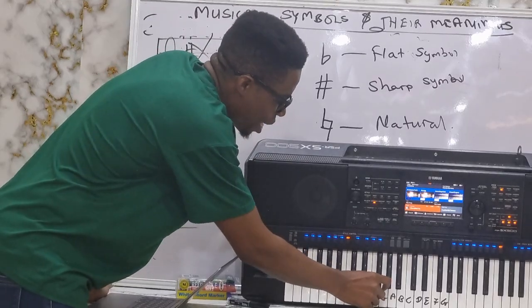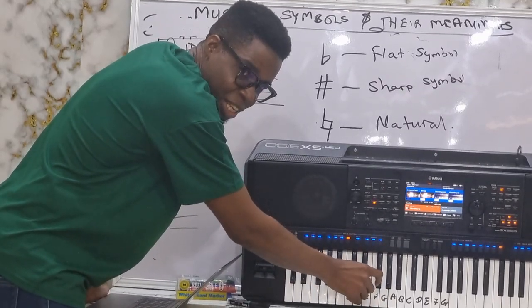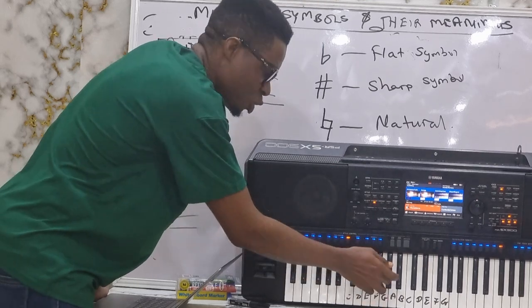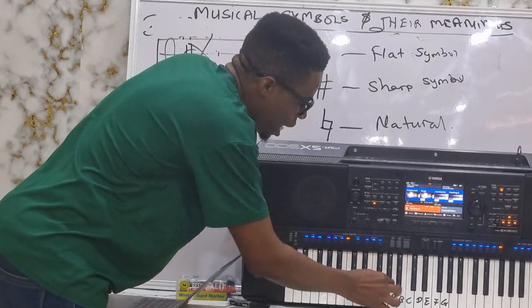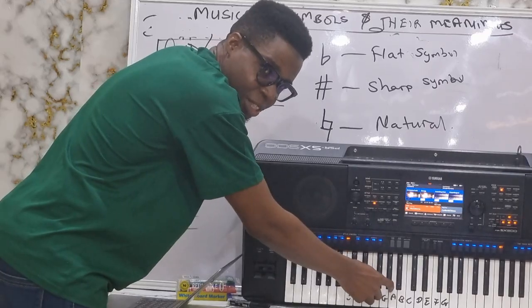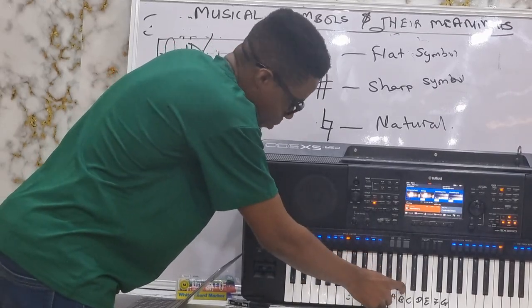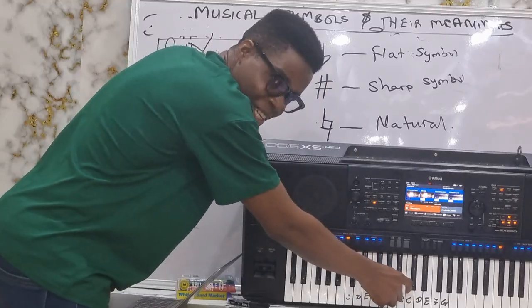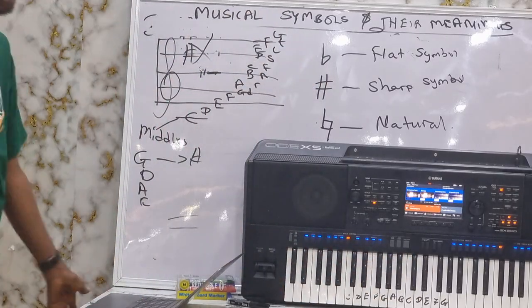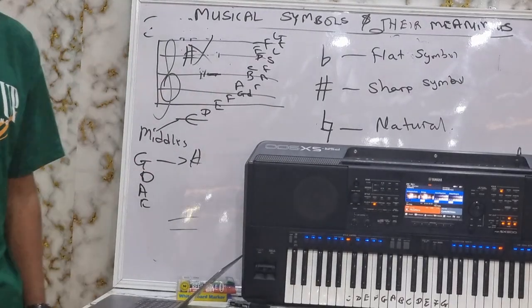Now between your fa and so, there is a note in between, so that's a tone. Between your so and la, there's one in between, so that's a tone. Between your la and si, there's one in between, so that's a tone. Between si and do, there's nothing, so that's a semitone. But your white key can also be a semitone.